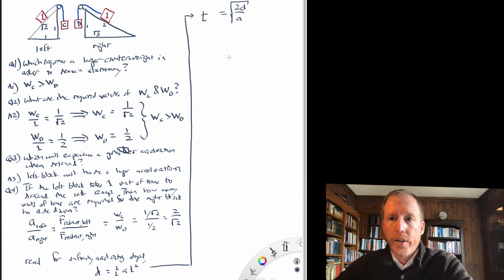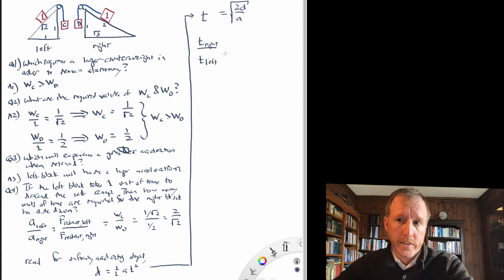And now we can find the ratio of the time it takes the right block to slide down compared to the time it takes the left block to slide down. Because after all, we're told the time it takes the left block to slide down. And we can do that in the following way.